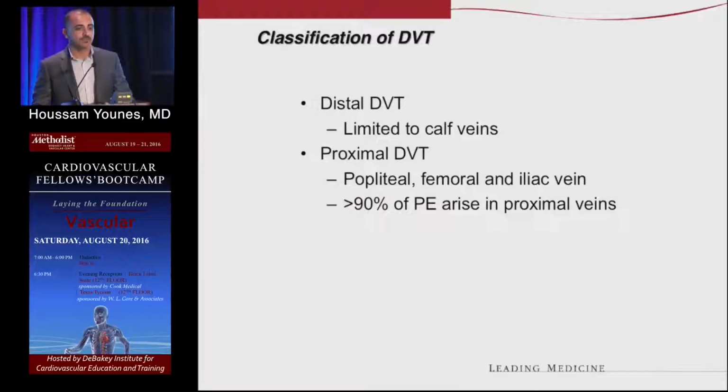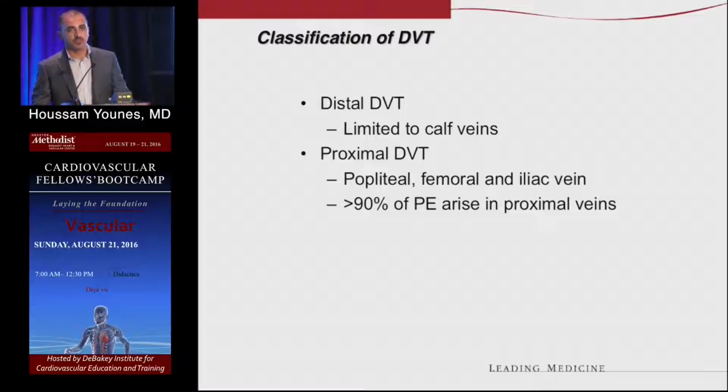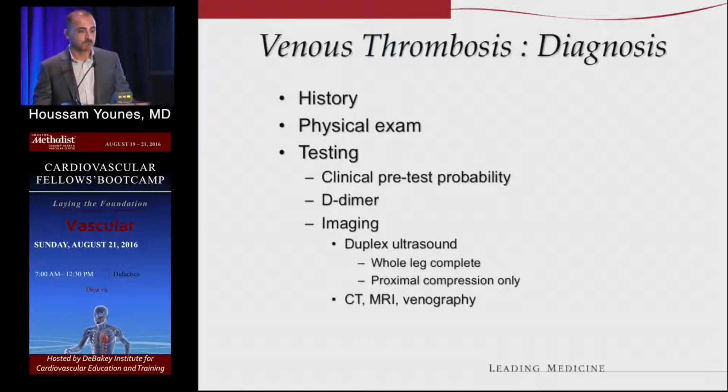So classification of DVT, there's distal DVT and proximal DVT. Distal DVT is in the calf. Anything in the popliteal, femoral, or iliac veins is called proximal DVT. And 90% of PE is caused from big clots, which is the proximal DVT.